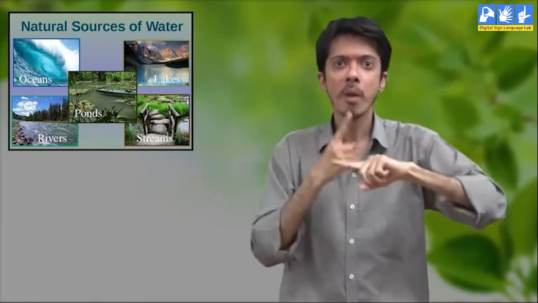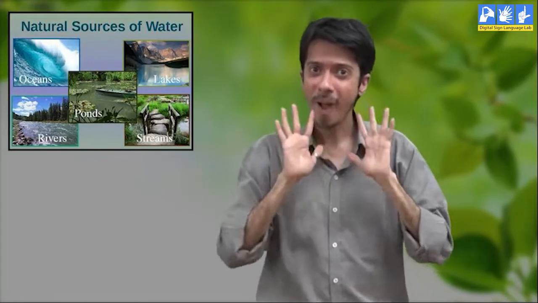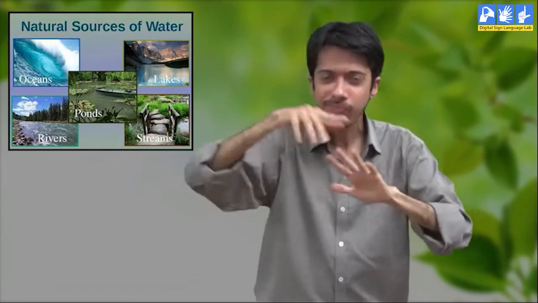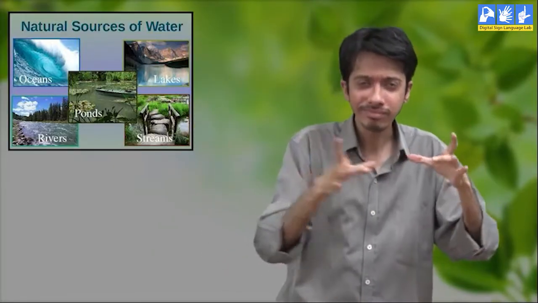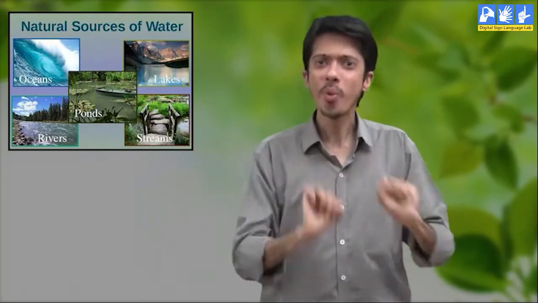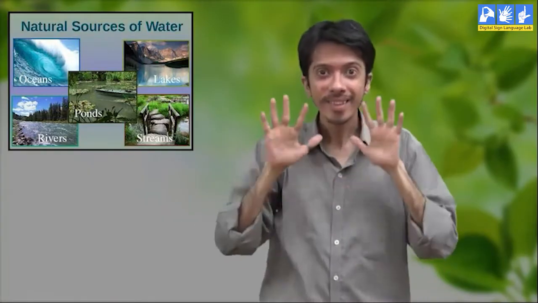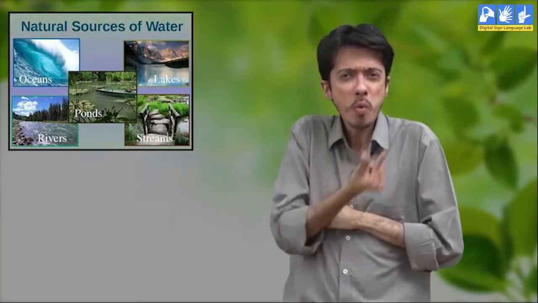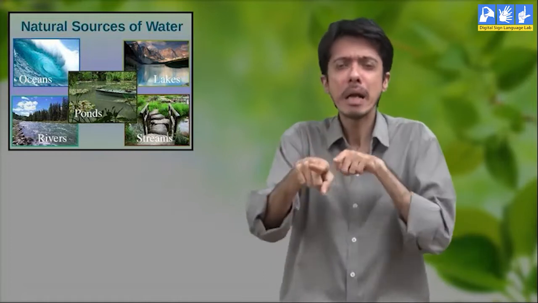On Earth, the natural sources of water are rain, sea, oceans, rivers, ponds, lakes, etc. These are the natural sources of water. People living on Earth use these natural resources for their survival. What would happen if we use it unnecessarily?